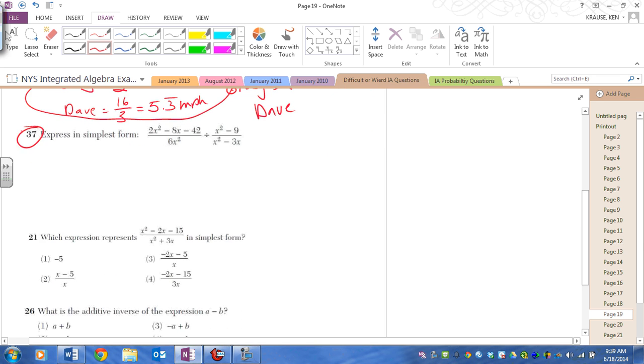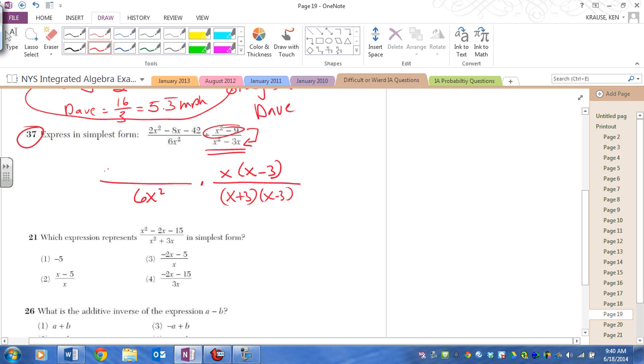Number 37. Here we go. We're on a 4-point question. Of course, it's division, which turns to multiplication. That means this one flips. So I'm going to do this one first. X plus 3, X minus 3. This one has a GCF. I can take out an X, and I'm left with X minus 3. This one I can't do anything with. It's just 6X squared. And then there's this one.